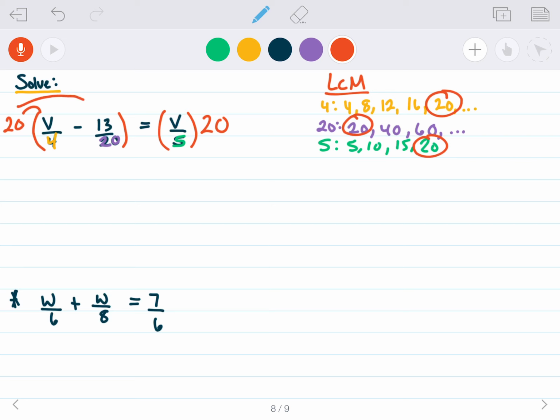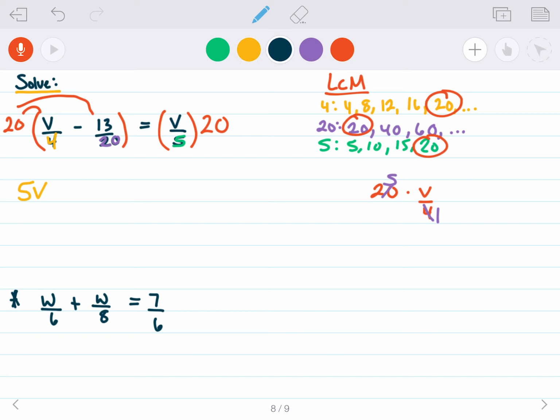Now, 20 times v over 4. Let's do it off to the side. 20 times v over 4. That's the first distribution. So 4 goes into itself once. It goes into 20 5 times. 5 times v is 5v. So this becomes a 5v.